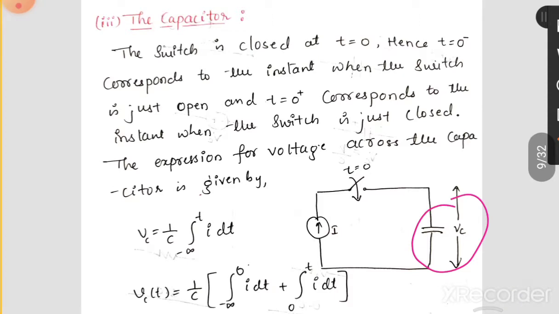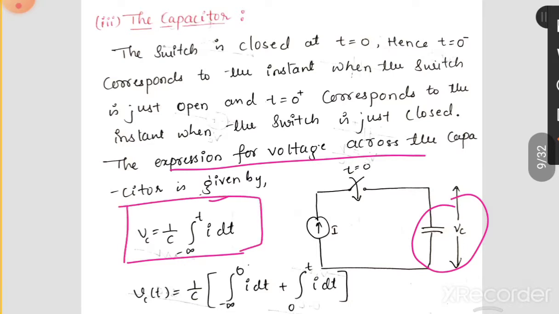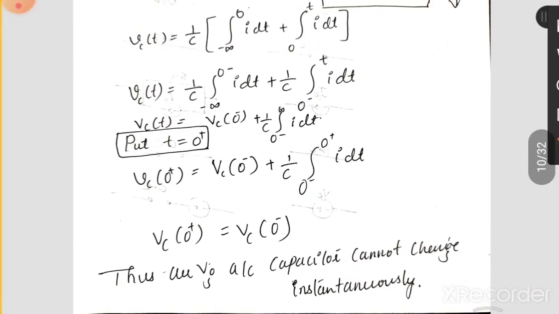Let's take the expression for voltage across the capacitor, that is nothing but 1 over C times the integral of minus infinity to t of I dt. This expression we know, right? As in the previous case, minus infinity to t means we are going to take from minus infinity to a certain time t. Here we are going to bifurcate minus infinity to t as minus infinity to 0 and 0 to t in the same way. Just expand this: 1 over C times the integral from minus infinity to 0.